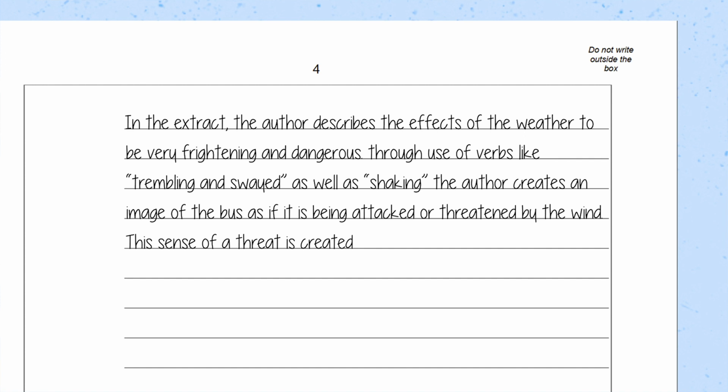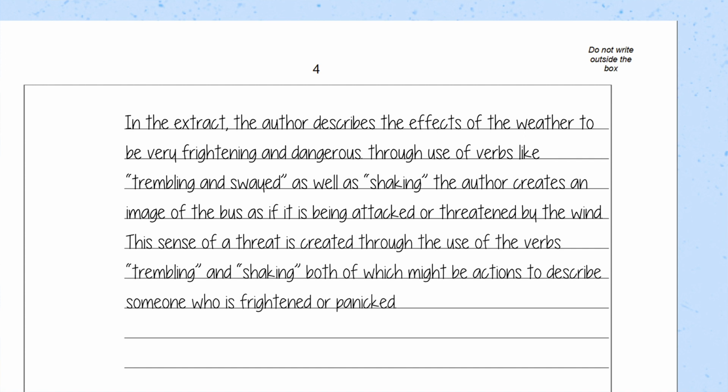For each of these pieces of evidence you'll give, you'll also need to explain how the author has been effective in using these words or imagery devices. Explaining the effect of those verbs we choose will go something like this. This sense of threat is created through the use of the verbs trembling and shaking, both of which might be actions to describe someone who is frightened or panicked.